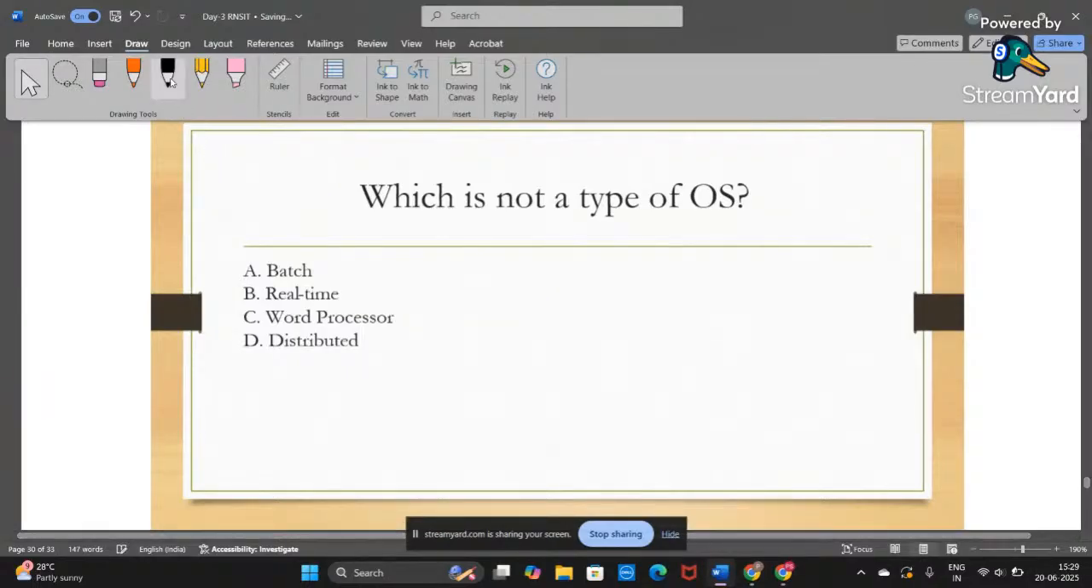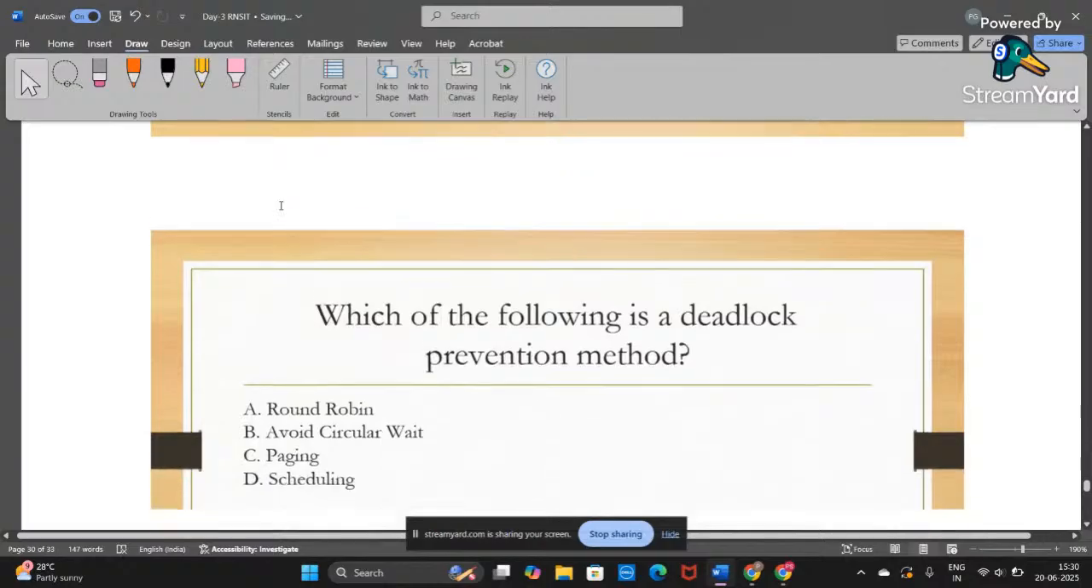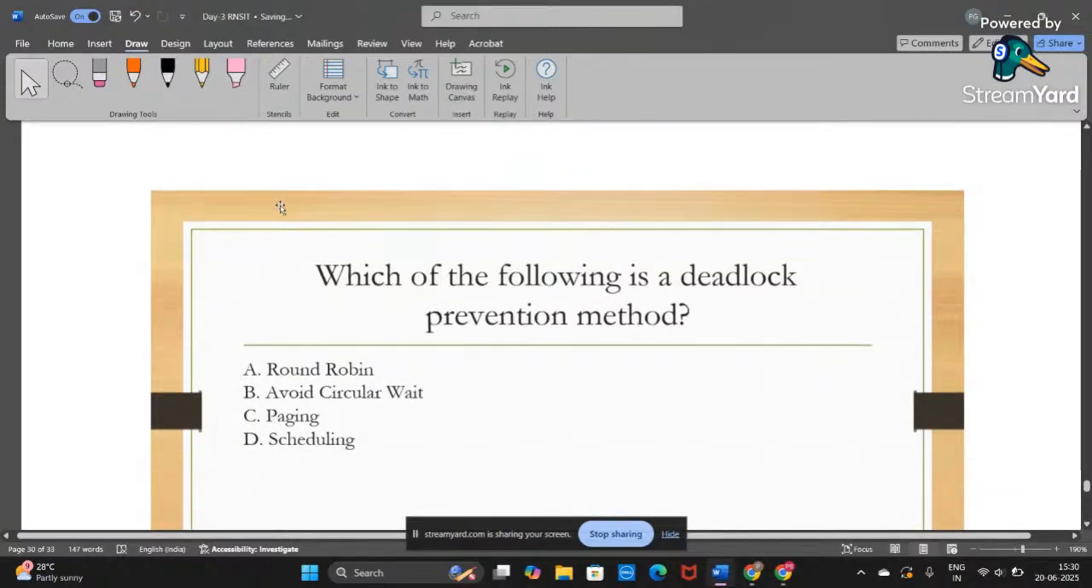So this is very simple, which is not a type of OS. We have seen batch OS, we have seen real-time OS, we have seen distributed OS, but we did not see word processor. So this is not the answer for this.